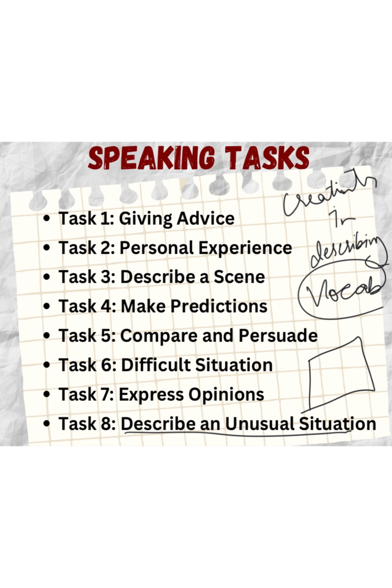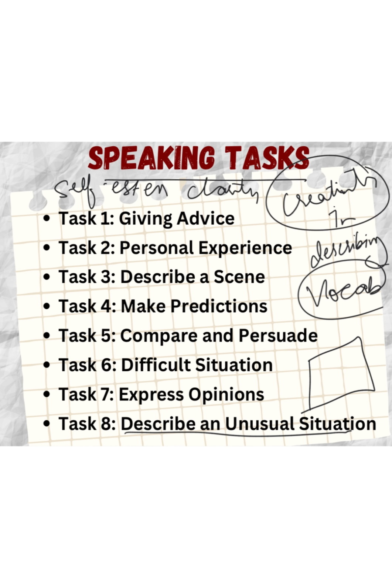So these are the 8 sections of the speaking task. Speaking is overall about your self-esteem and your confidence. It's about your clarity, your creativity, and yes, your vocabulary. But there are some templates that one can follow in order to get good marks, which we will be discussing in the upcoming videos.